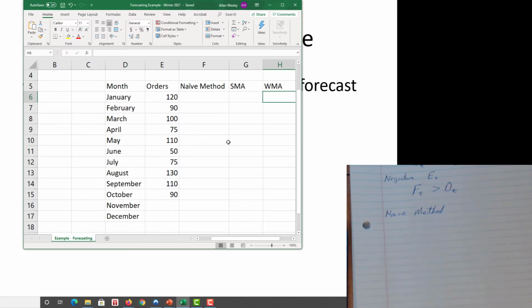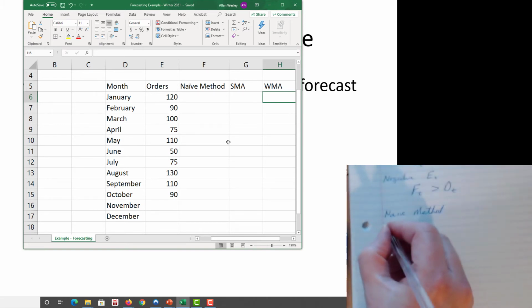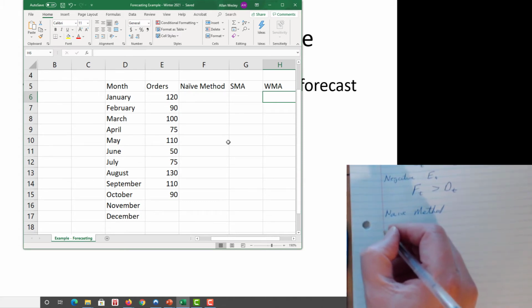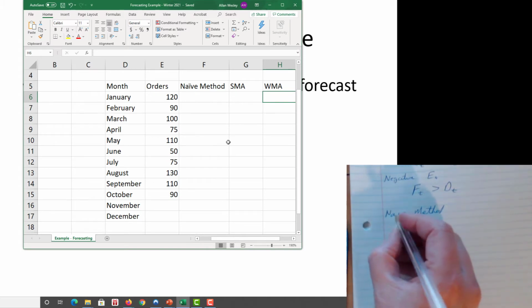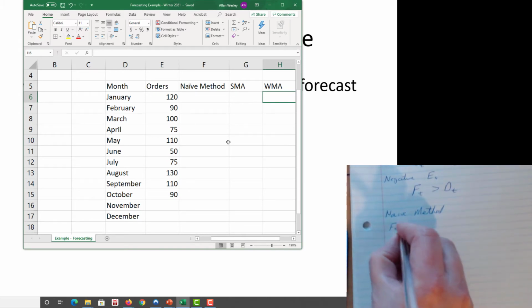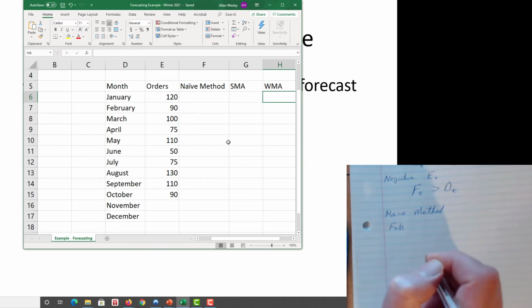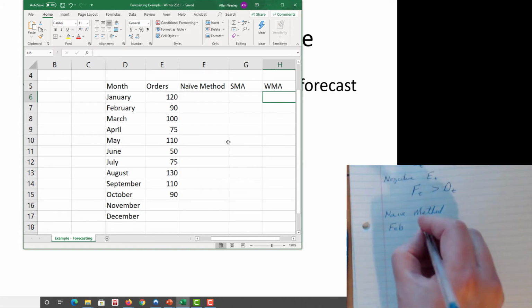We have orders, and in January our actual orders were 120. In February our actual orders were 90. In March our actual orders were 100, and so on, right? All the way down to October, and we're going to assume that November and December haven't happened yet. Okay, so we can then make a prediction. So the naive method is we can make a forecast: whatever's happened in the past will happen in the future. Now we can't make a naive forecast for January because we don't have a previous period's December forecast to work with.